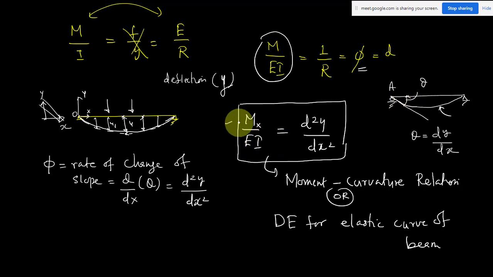So this is the basic equation, the starting point of the double integration method, because now I have the differential equation for the elastic curve. You must have studied how to solve a differential equation. To solve it, we need some boundary conditions. I will explain what boundary conditions mean. With their help I can solve the differential equation, and once I solve it, I will get the value of y, the deflection. If you know y, I can find the slope also, because the slope is nothing but dy by dx.